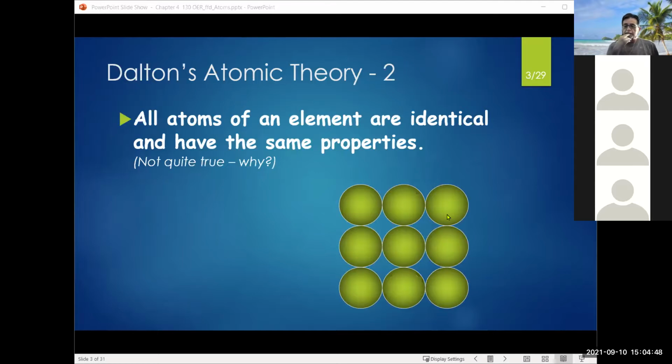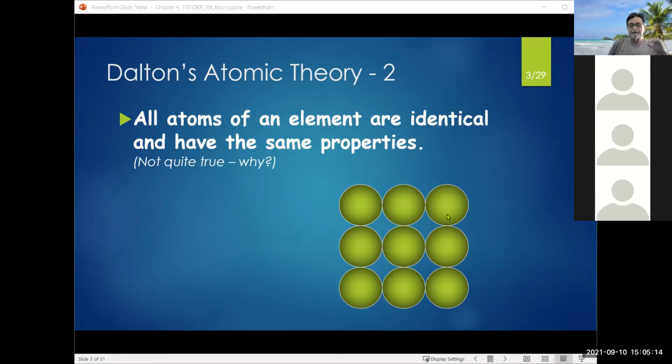He also proposed that all atoms... the concept of an atom is not new. The Greeks had the same concept, and the concept of elements is not new either, because the Greeks also had elements. They only had 4 though. We've got 118, but they had earth, wind, fire, and water as the elements according to the Greeks.